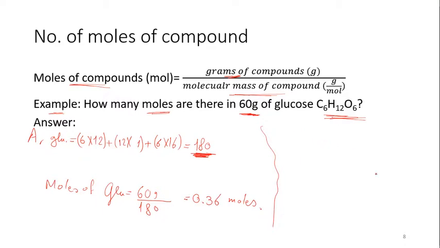I can also calculate it in an easier way, and it will help me if I understand this step, because it will help me further when I do more complicated examples. I have to know that for each 1 mole of glucose, there are 180 grams. So I take the 60 grams, which is given, and multiply by a conversion factor, which says each 1 mole is equal to 180 grams, and this gives me the ratio, 0.36 moles.